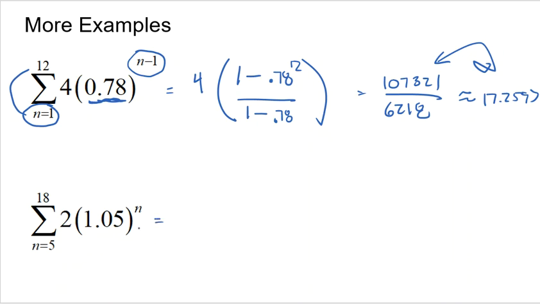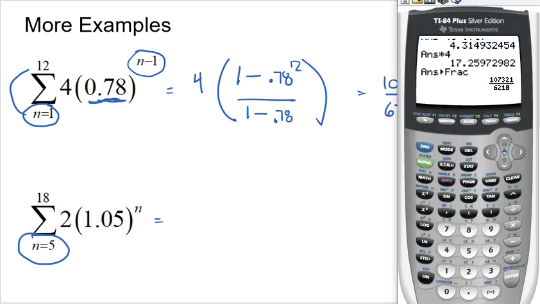Next example here. Once again, I'm going to start with the first term I care about. Red flag. First term I care about in this problem is the 5th term. So this is where you might actually have to do some math first just to find that 5th term. So I'm going to plug in 5. So I get 2 times 1.05 raised to the 5th. Again, I'm doing this just to get that first term, the 5th term.